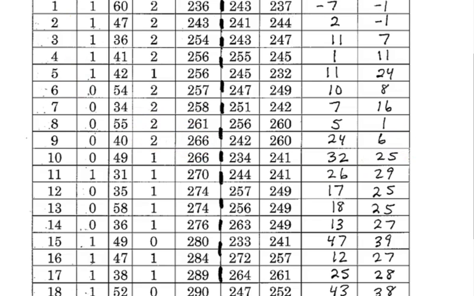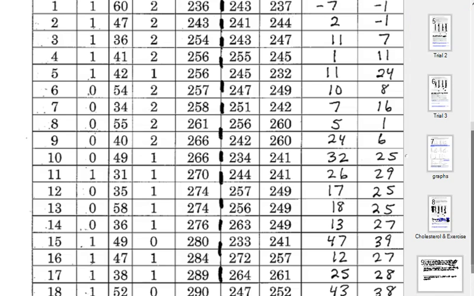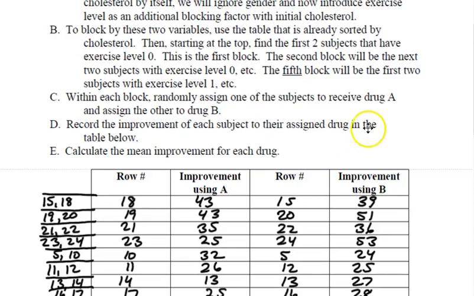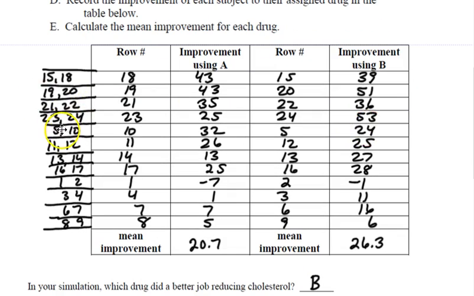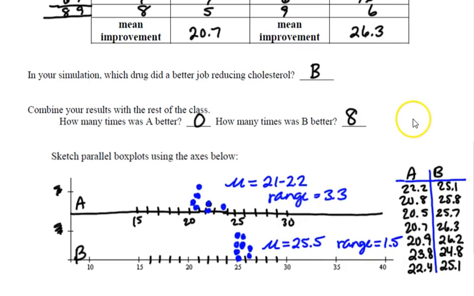So if we go to that last trial, we'll see then these were the ones that were paired together, 15, 18, 19, 20, 21, 22, etc., and then randomly selected which of the two was assigned to A or B, and then calculated all of the mean improvements again. Once again, very conclusive results.